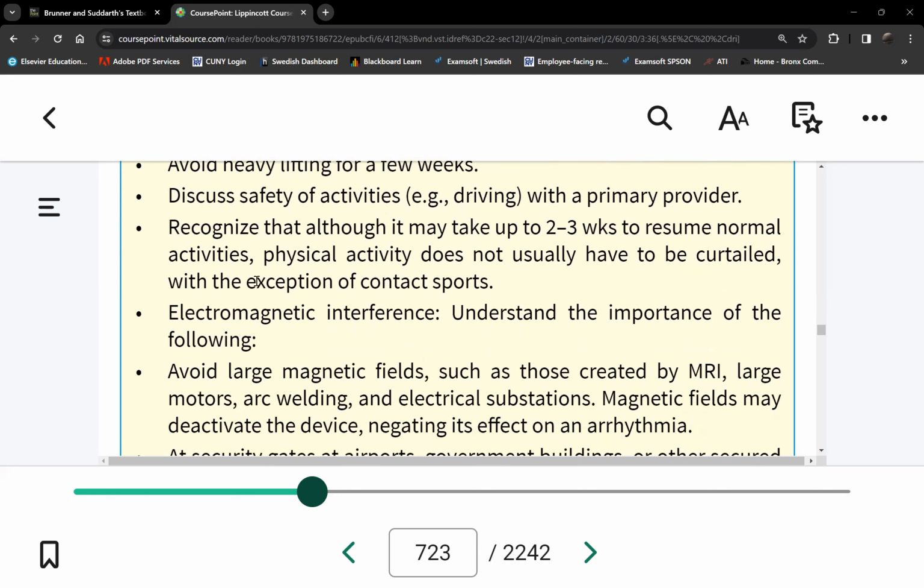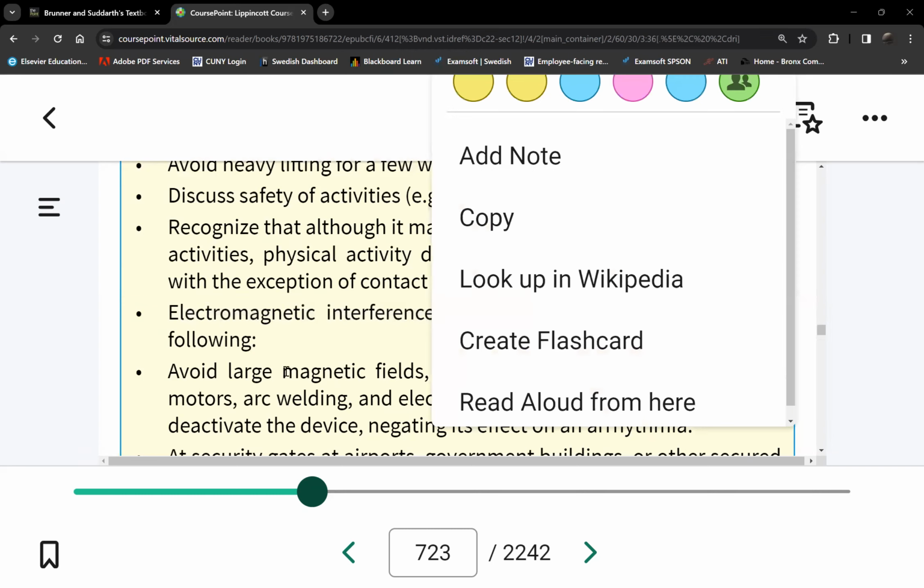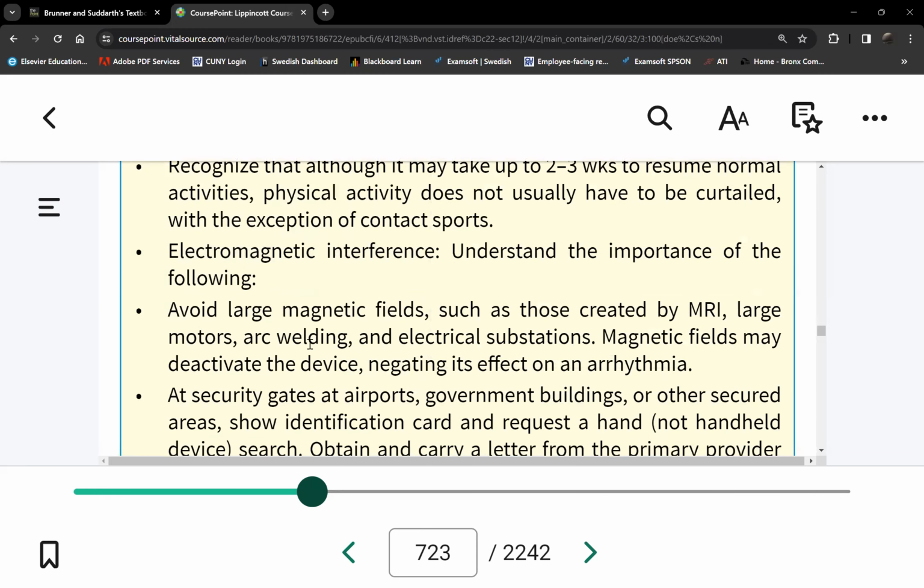All right, so use this only for the ICD. It's the same restrictions, same teachings for a pacemaker, right? So what are electromagnetic devices? What are these referring to? Here, avoid large magnetic fields. What equipment contains magnetic fields?